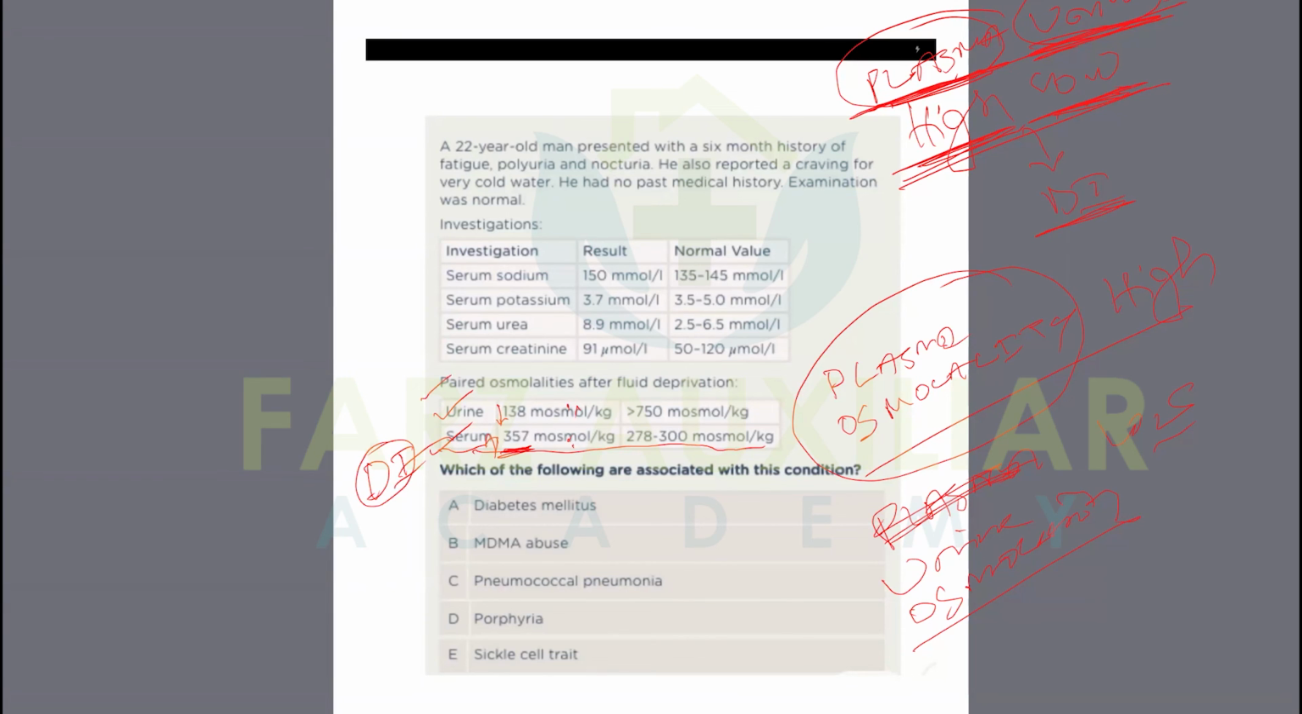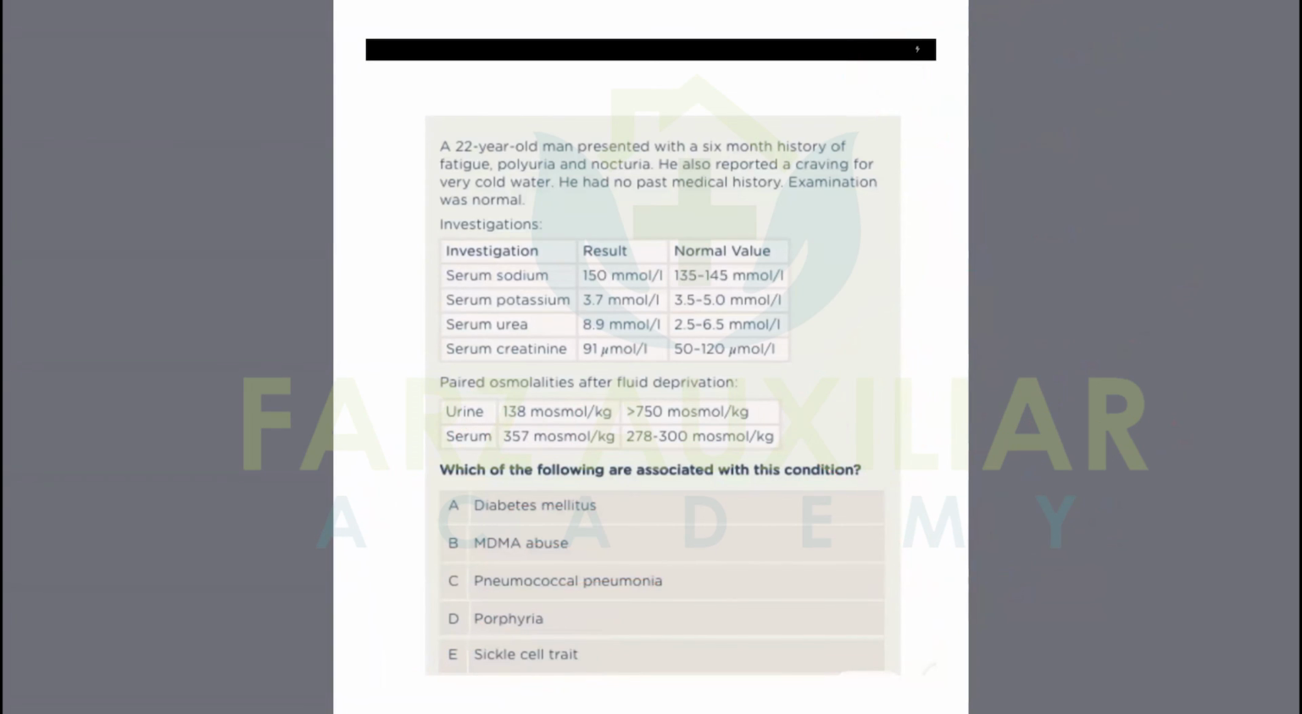So paired osmolality after fluid deprivation, okay, diabetes insipidus could be cranial, could be nephrogenic, but most likely we have something related with nephrogenic, so it should be sickle cell trait. No other thing can cause such. Okay, so these things I just put because there is a lot of correlation over there. You need to know that I have diagnosed the diabetes insipidus, then I have diagnosed the sickle cell trait. Okay, all right.